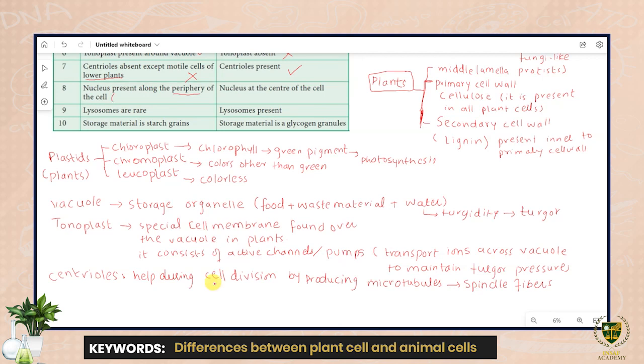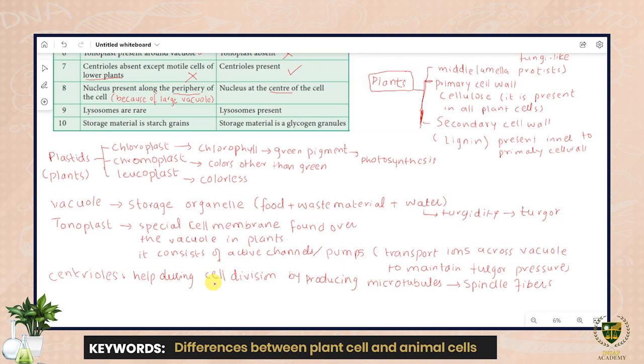Because of the large vacuole that is central. While in animal cells, the nucleus is at the center of the cell. Clear? That is central. While in plant cells, it is peripheral.